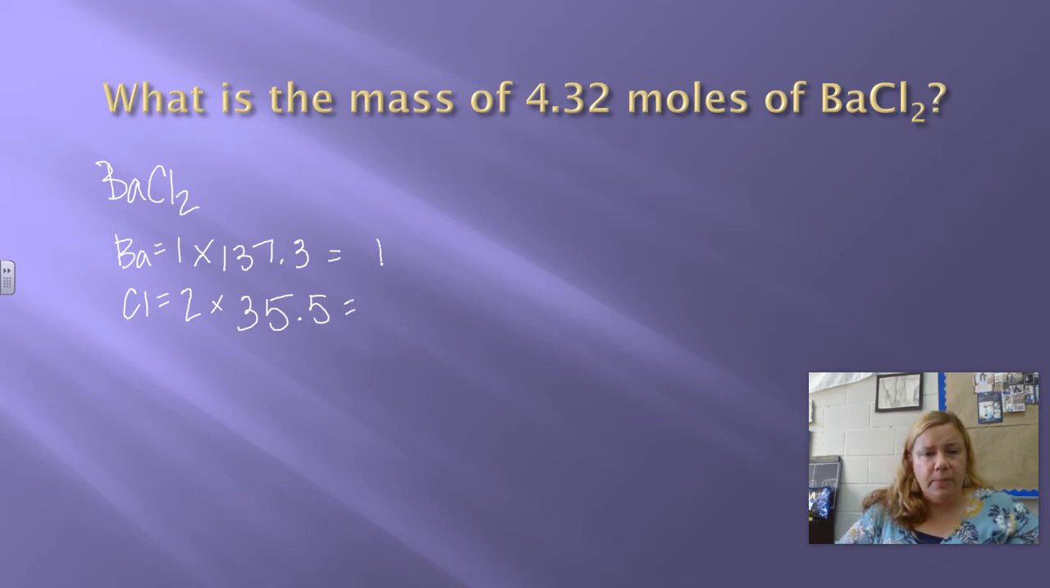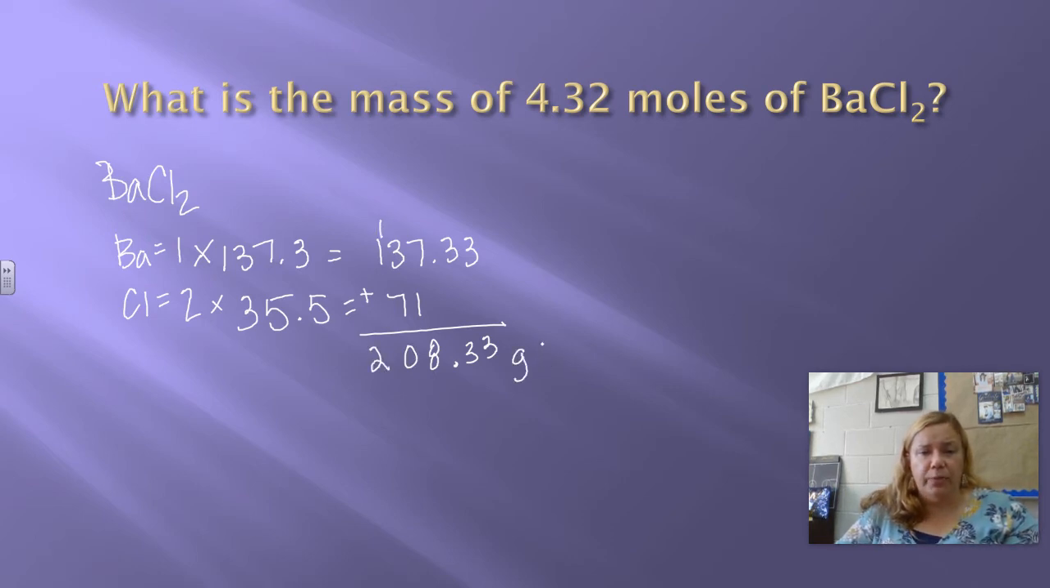Now I'm going to multiply out. So I have 1 times this, and then 2 times 35.5 is 71. Then I add them together. So this right here is my molar mass of barium chloride. That means I have 208.33 grams for every 1 mole of barium chloride.